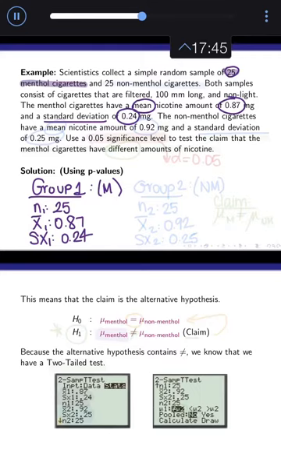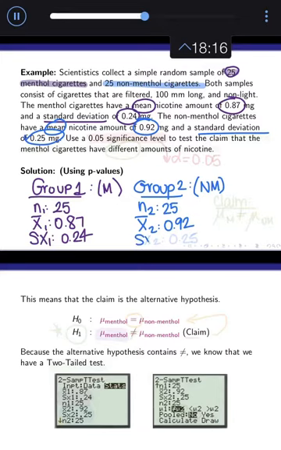Let's see, group 2. Group 2 should be our non-menthol cigarettes. So let's talk about group 2. And we'll call that NM, non-menthol. And let's see, the size of that sample, our N2, is also 25. Its mean is 0.92, so its X bar 2 is 0.92. Its standard deviation is 0.25, so its SX2 for the second group is 0.25.